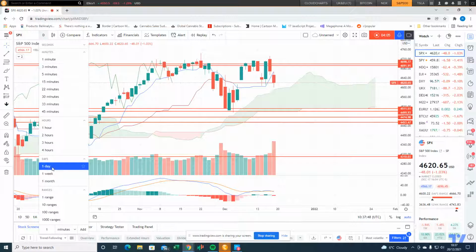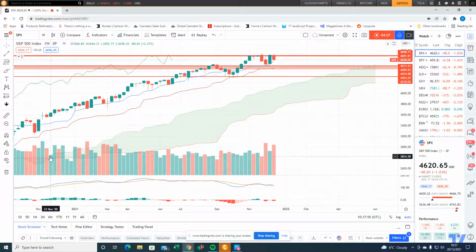But the weekly still shows that there is still some significant downside risk, because we've only had one down week so far. So we'll be interested to see if we get a rebound from these key cloud chart support levels.